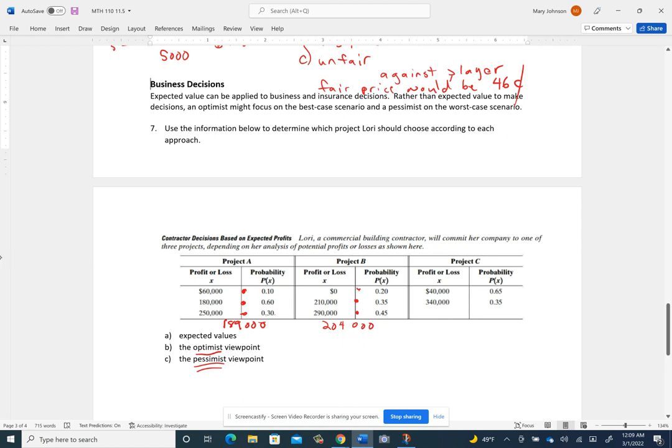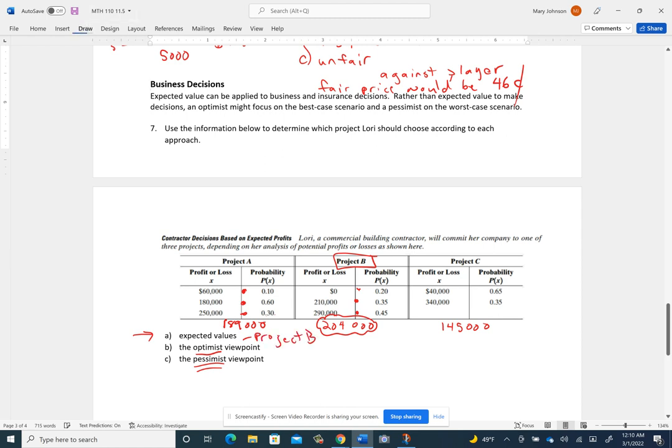And then on project C, do 40,000 times 0.65, 340,000 times 0.35, and add those up, and you'd wind up with 145,000 as the expected value. So if she's going to pick the project based on expected values, then she should pick the project that has the highest expected value, and that would be project B. That's what she should go with.